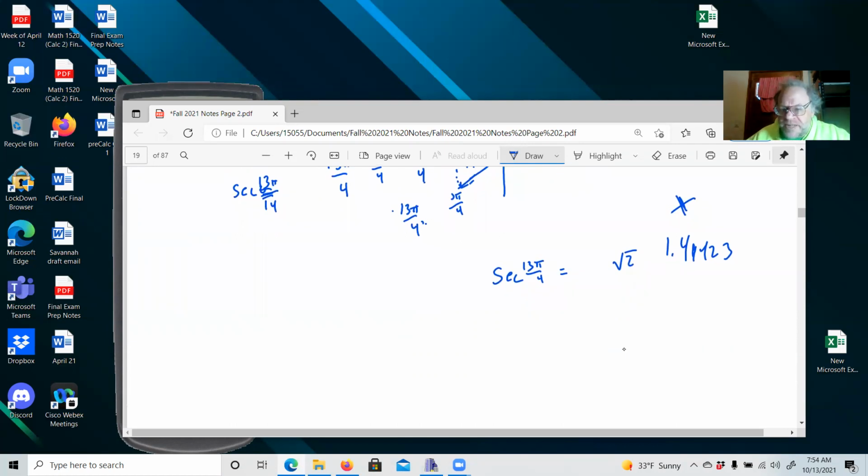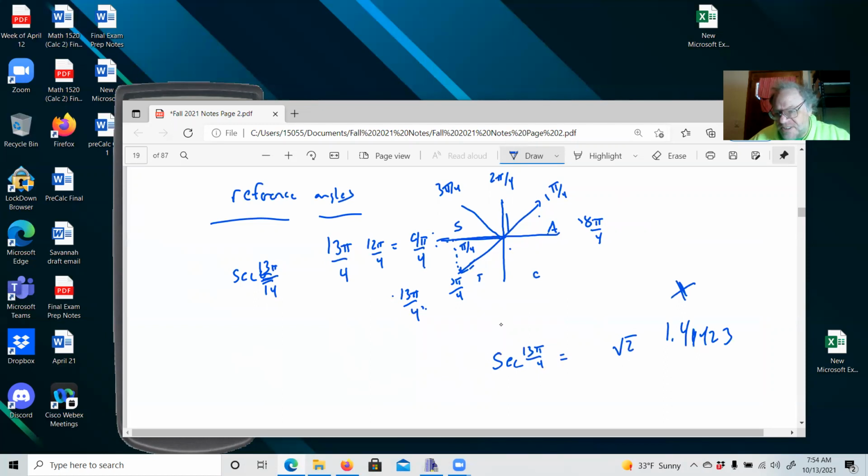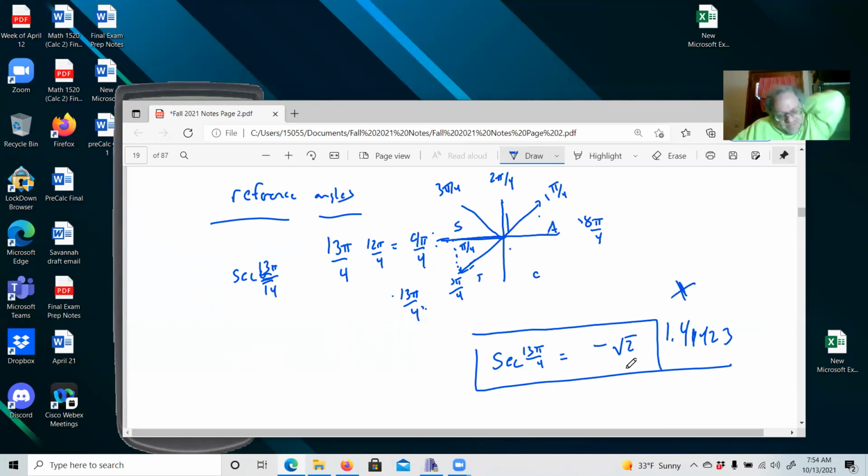And then what quadrant are we in? Remember our signs, all students take calculus. The only trig ratio that is positive in the third quadrant is the tangent. So this is a negative number. So that's what we're doing for that. So secant of 13 pi over 4 is negative square root of 2. Oh, sorry.